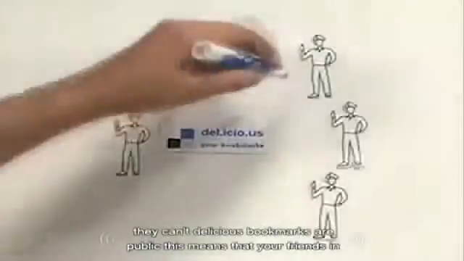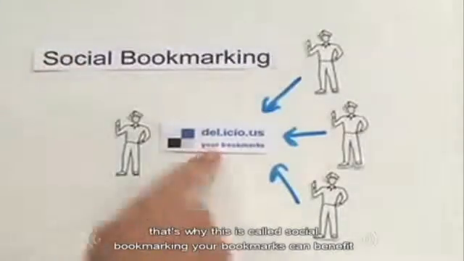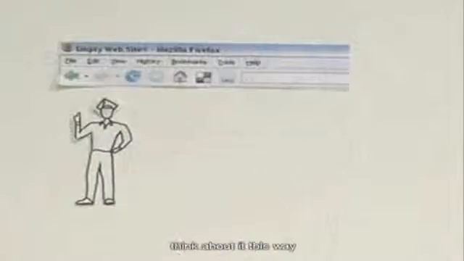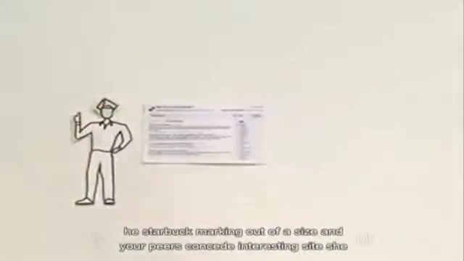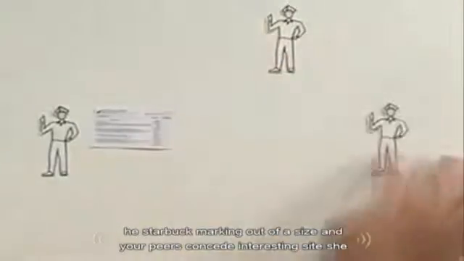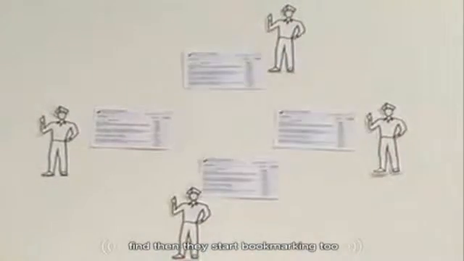This means that your friends and peers can see your bookmarks and use your tags just like you. That's why this is called social bookmarking. Your bookmarks can benefit other people. Think about it this way. You start bookmarking algebra sites and your peers can see the interesting sites you find. Then they start bookmarking too.